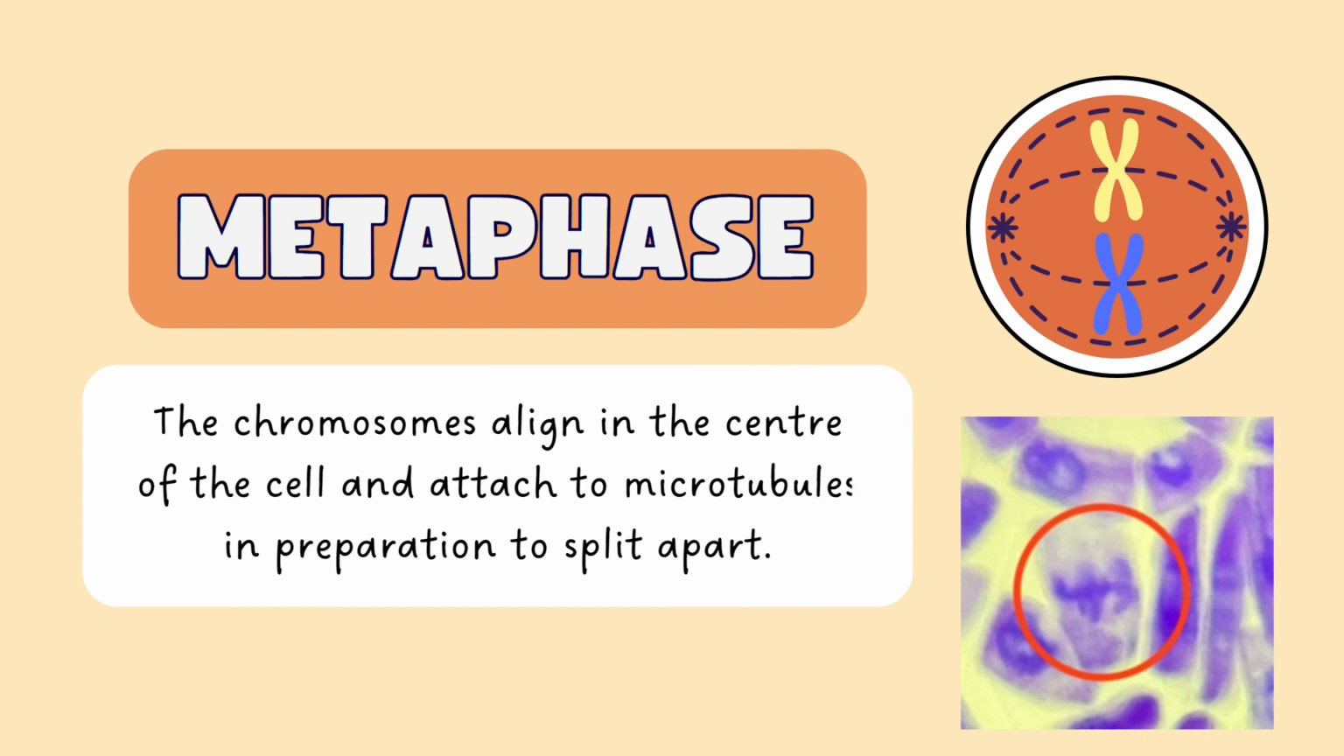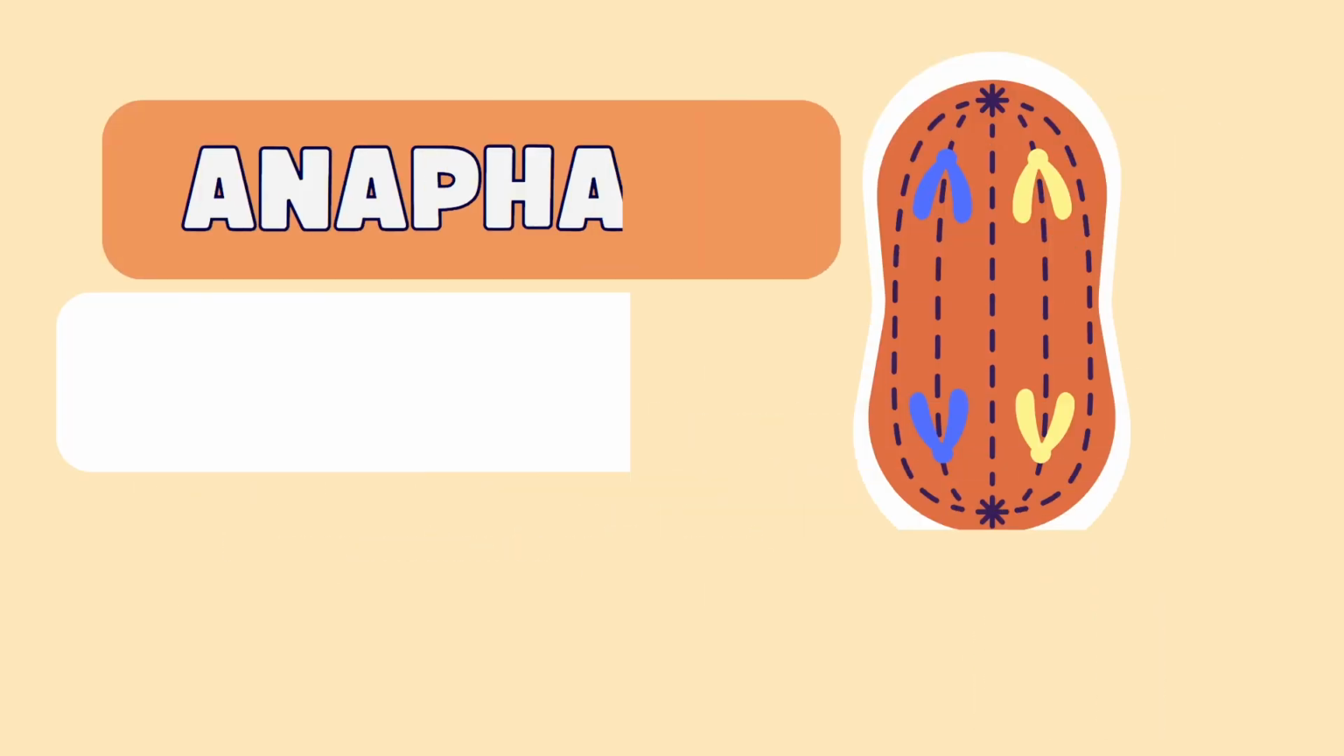Next, we transition to metaphase, a critical point in mitosis. The chromosomes align themselves along the metaphase plate, an imaginary line at the cell's equator. This alignment is crucial, ensuring that each new cell will receive an identical set of chromosomes. The spindle fibers attach to the centromeres of the chromosomes, preparing to pull the sister chromatids apart.